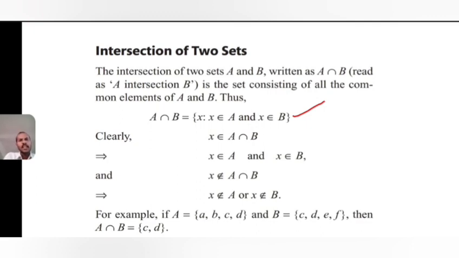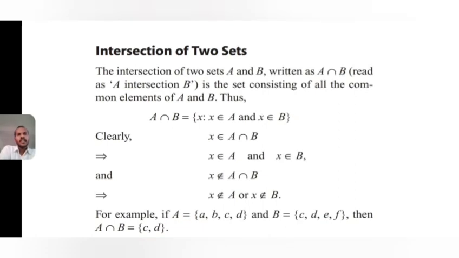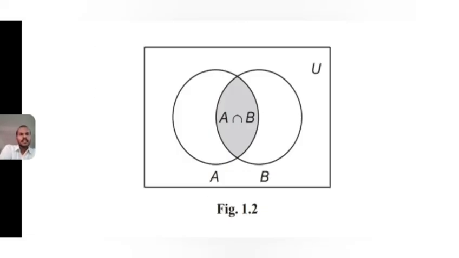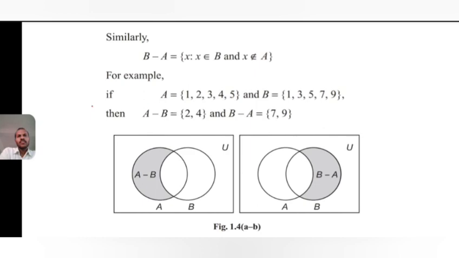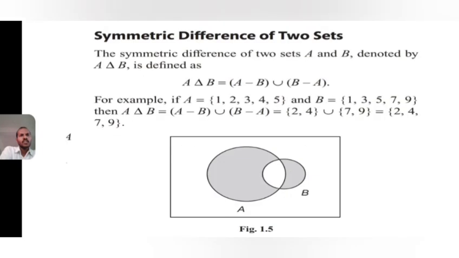For example, if A consists of {a, b, c, d} and set B consists of {c, d, e, f}, then the intersection of A and B is nothing but {c, d}. Here the simple logic is the common elements between A and B, right? The common elements between A and B. See the Venn diagram for the intersection of two sets.